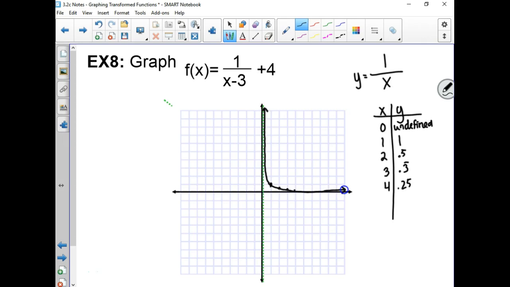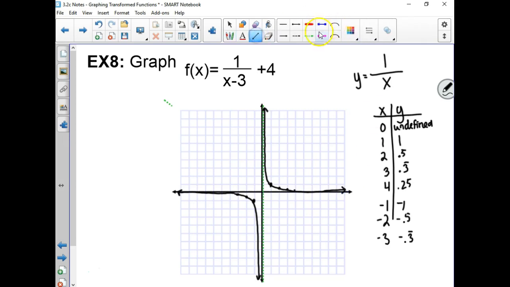If I did it with negative numbers, the same thing. If I plug in -1, I'd get -1, so that'd be this point right here. And then -2 would be -0.5, so that would be this point here. And -3 would be -0.3 repeating, so that'd be here. You can see the same thing is going to happen over here. These lines just get closer and closer to those asymptotes.